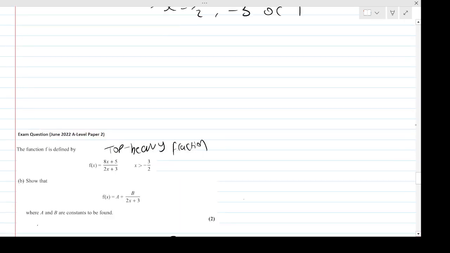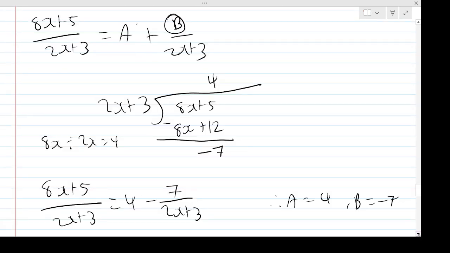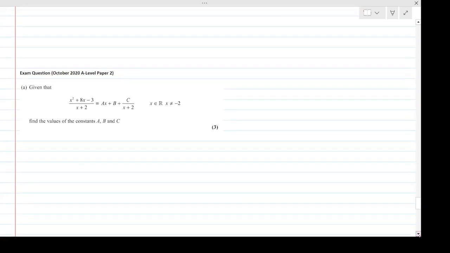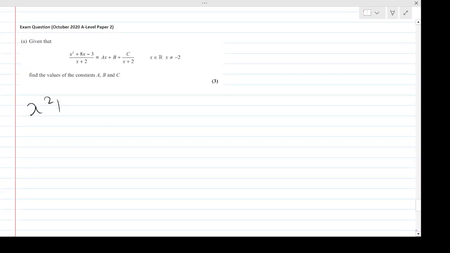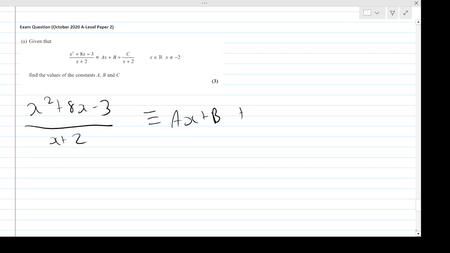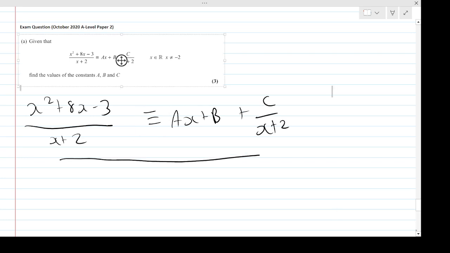There we are then. Cool. Final exam question then. We are given that (x squared plus 8x minus 3) over (x plus 2) is identical to 8ax plus b plus c over (x plus 2). Where this means identical, it means it's true for every single value of x. So it's not an equation where we're solving for particular values of x. An identity is a statement that's true for every value of x whatsoever. So it's not really solving anything. They're just identical to one another.